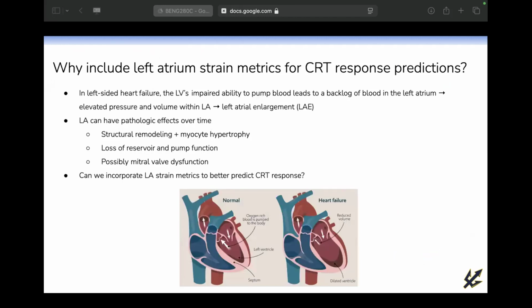I added the slight feedback from Dr. McVeigh last time, but ultimately, why do we care about the left atrium? So in left-sided heart failure, the left ventricle struggles to pump blood, which can cause pressure to back up into the left atrium, and over time, this can lead to left atrial enlargement and potential damage. It can go through structural changes like hypertrophy, lose its ability to act as an effective pump, and even contribute to mitral valve issues. So given all that, we're asking, can these measurable changes in LA function, or specifically LA strain, help us better predict who will respond to CRT?